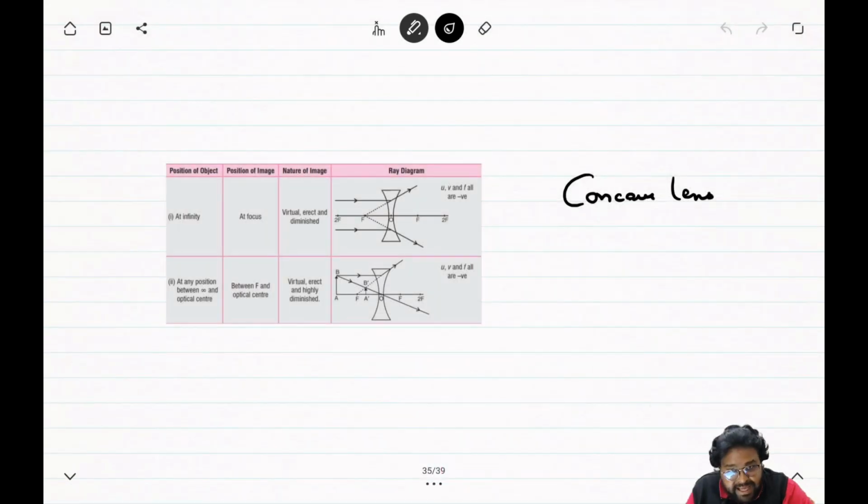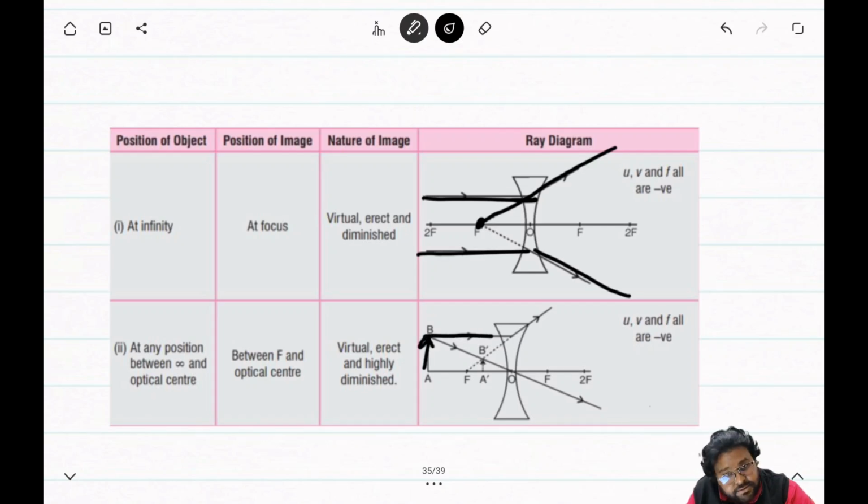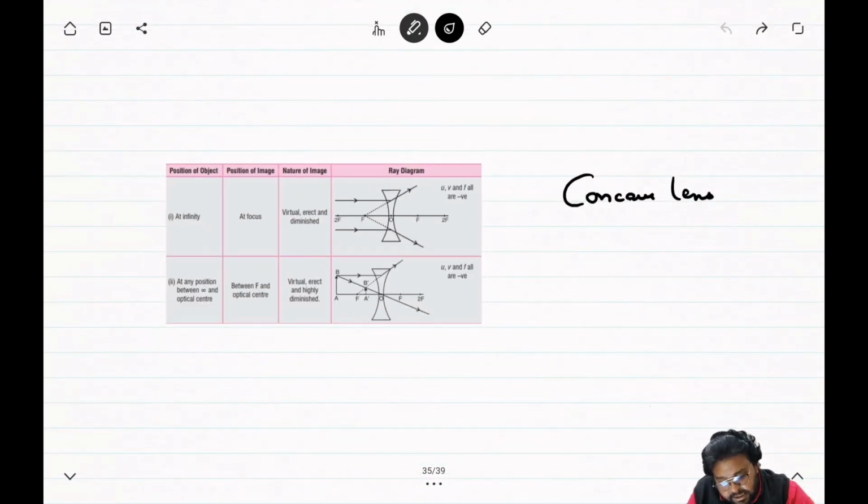Same, we have two ray diagrams of the concave lens. When the object is at infinity, the image would be at a point size, light diverging from the focus. Second, when the object is nearby the lens, the image is formed on the same side, virtual and diminished. Okay, so these are the two cases where we are getting images in a concave lens.